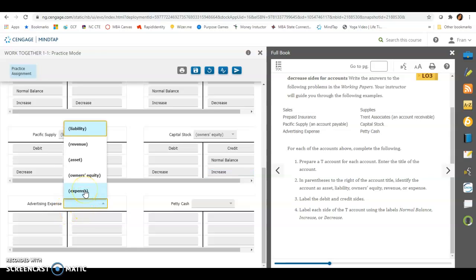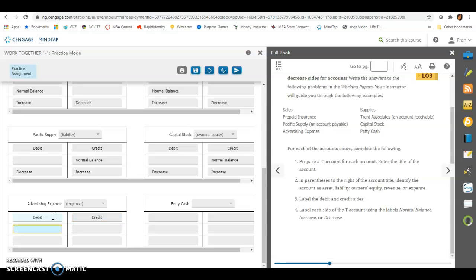Advertising expense is an expense. Expenses have normal debit balances, which means that's their increase side. Petty cash, okay? We didn't do petty cash in accounting 1, but if you think about it, what petty cash is, is some cash you'll have around so you don't have to write checks for just small stuff that you need, postage or something like that. So it's going to be an asset because it is cash. So it has a normal debit balance. So that's going to be the increase side, and that's going to be the decrease side. And I believe we are done.